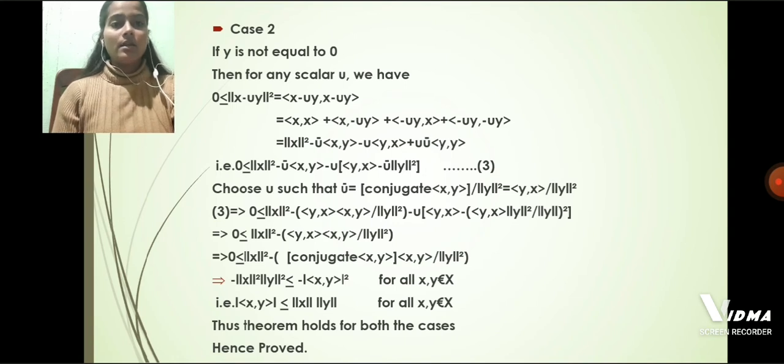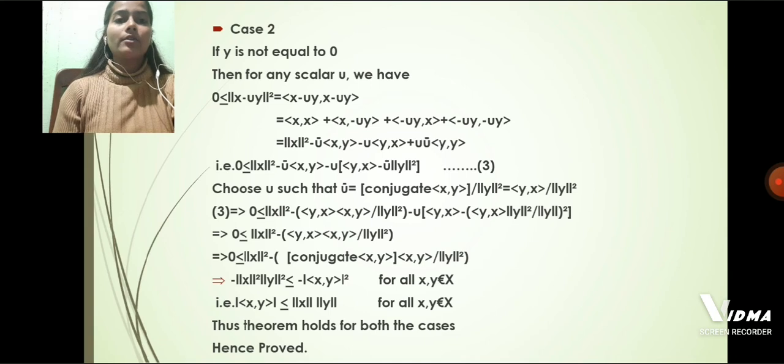in the third equation. From third equation we get 0 is less than or equal to norm of x square minus inner product of yx into inner product of xy by norm of y square minus u into inner product of yx minus inner product of yx into norm of y square by norm of y square. Now the norm of y square will cancel out in the last term and the inner product of yx minus inner product of yx becomes 0. So we are left with 0 less than or equal to norm of x square minus inner product of yx into inner product of xy by norm of y square.